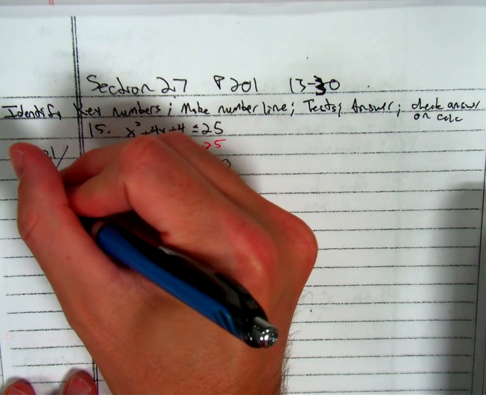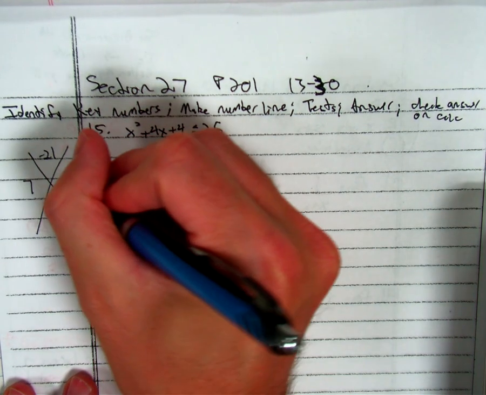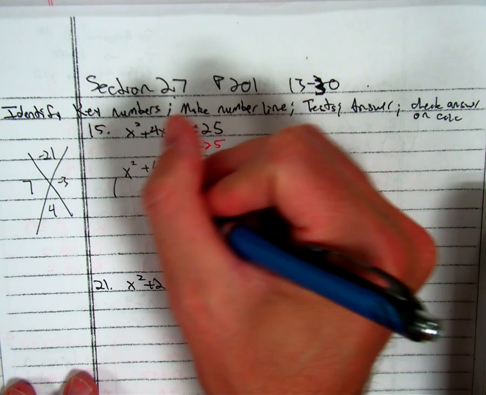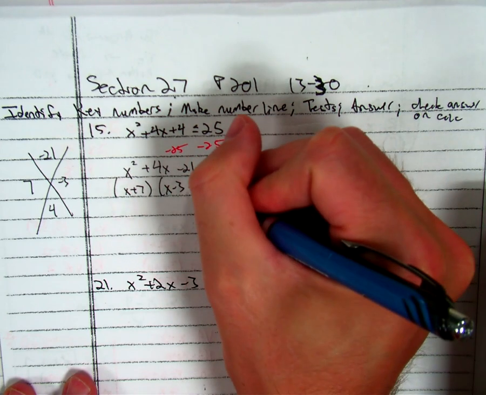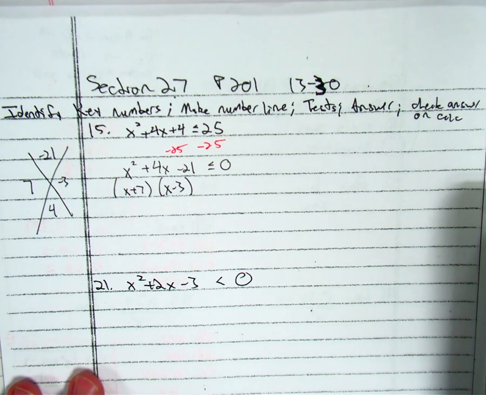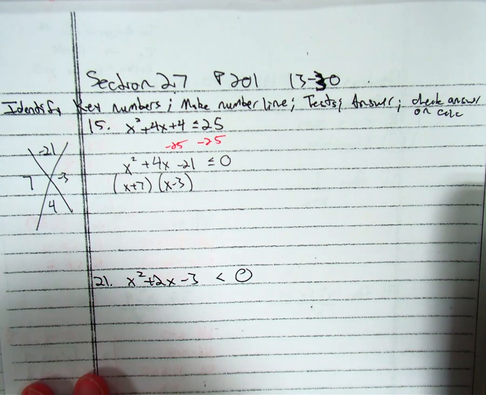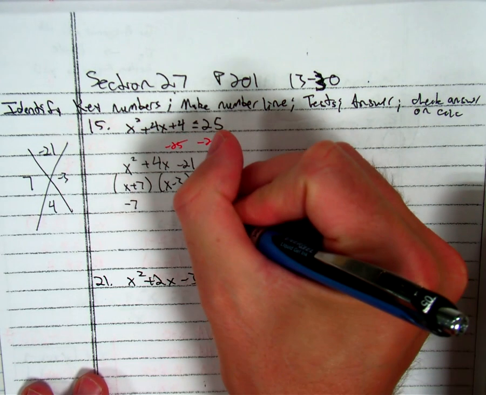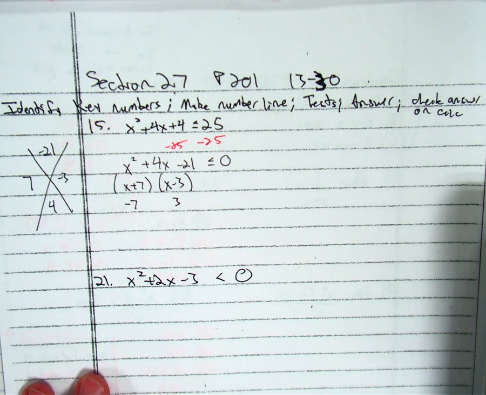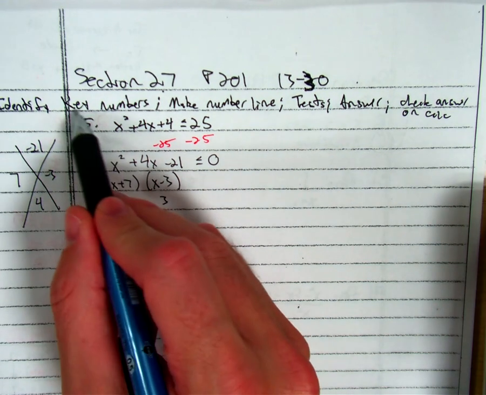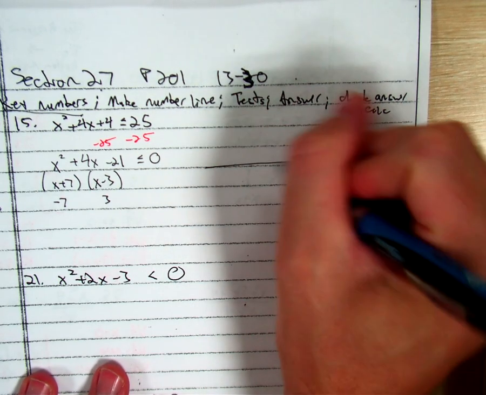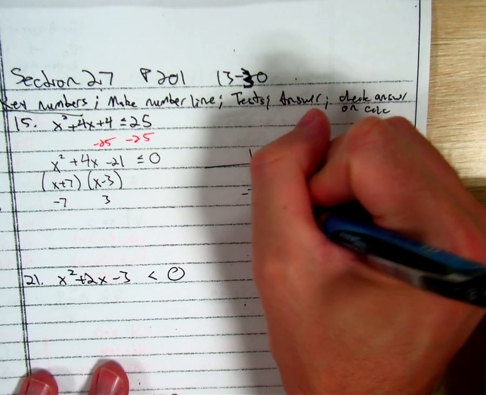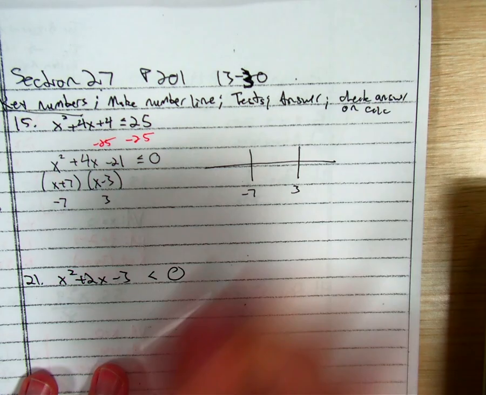Okay, we're going to have, let's go positive 7, negative 3. So we'll have x plus 7, x minus 3. What makes each one equal 0? Negative 7, positive 3. Those are going to be our key numbers. We're going to put those on the number line. Those are our key numbers. We make our number line now. In order, we have negative 7 and 3.